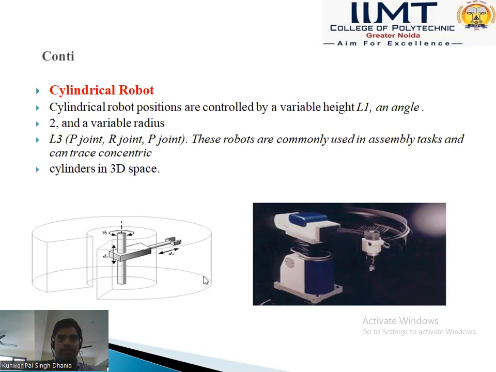This is the particular radius, and this is the movement of the arm at what angle. So there are three variables that can be controlled in this cylindrical robot: one is the height L1, the angle theta, and the variable radius. These robots are commonly used in assembly tasks. So these are called the cylindrical robot.